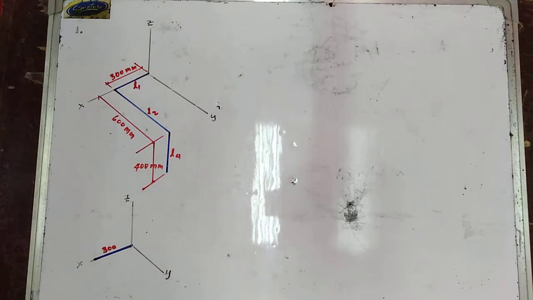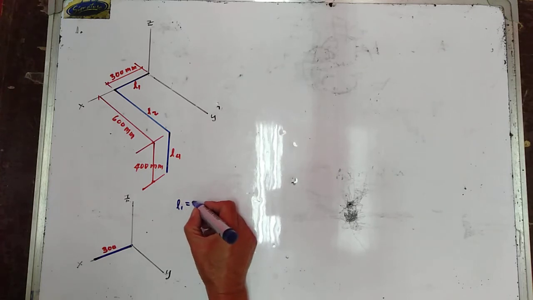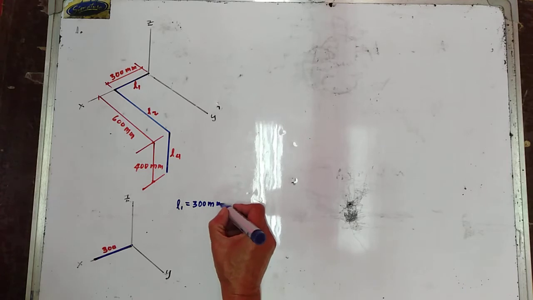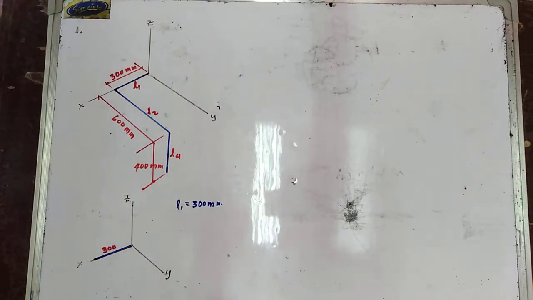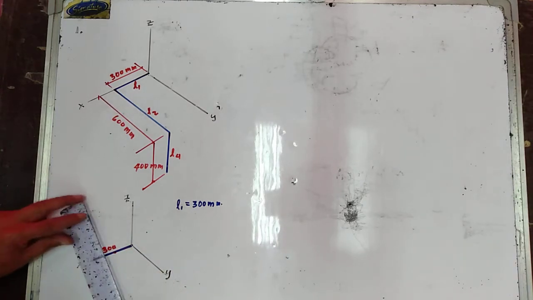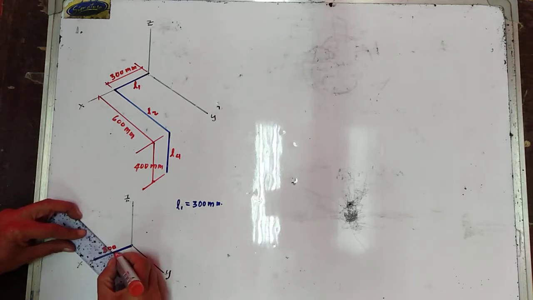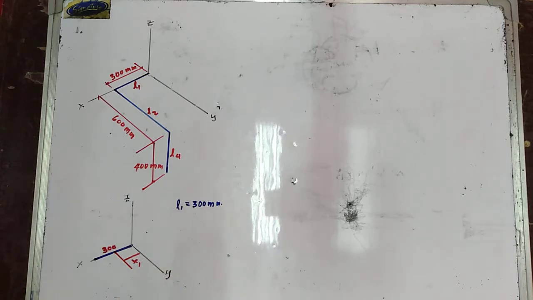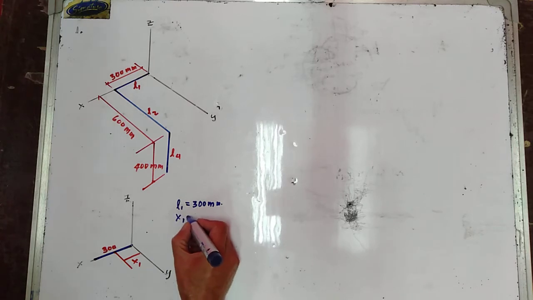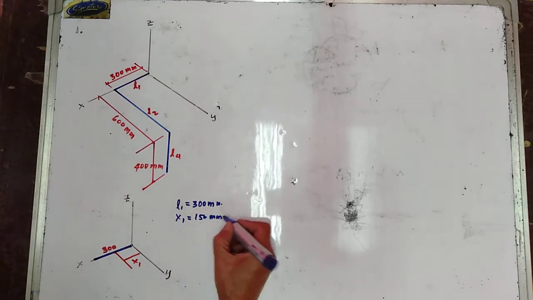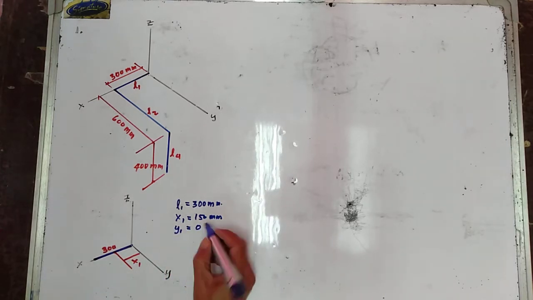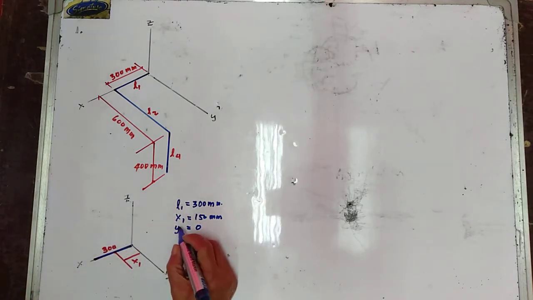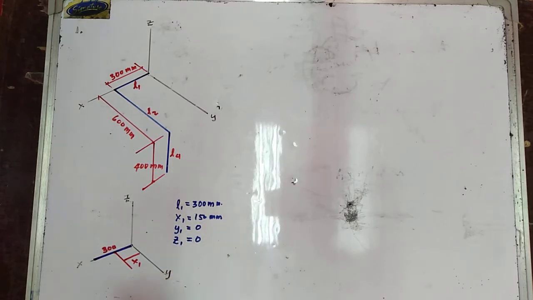So we now have L1 equal to 300 millimeter. We have your X1 here, the location of the centroid. Your X1 is equal to 150 millimeter. Your Y1 is equal to 0, it has no distance because this is along the x-axis. And your Z1 is also equal to 0. So this is your L1 equal to 300 millimeter.